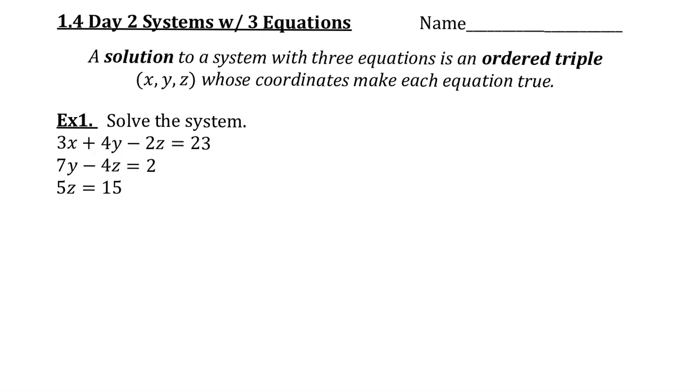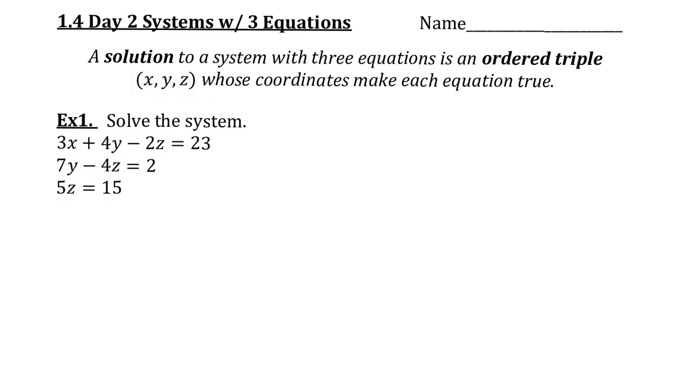Okay, 1.4 day 2, we're going to do systems with 3 equations. This system right here has 1, 2, 3 equations. If you have 3 equations, you have 3 variables. So in this case, we have x, y, and z. A solution to a system with 3 equations is an ordered triple instead of an ordered pair: x, y, and z, whose coordinates make each equation true.